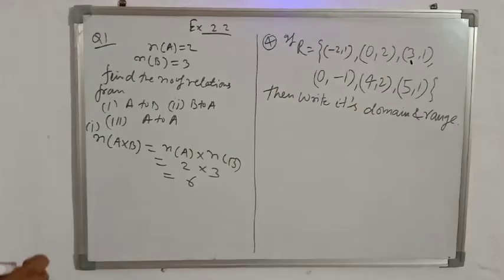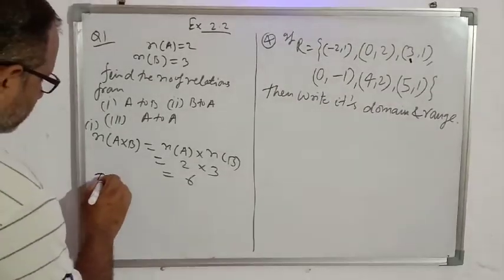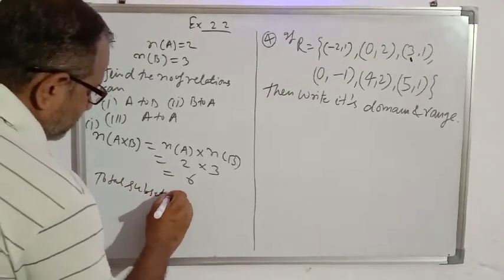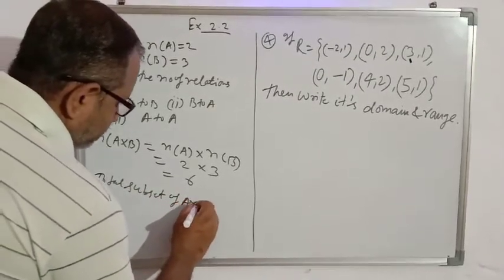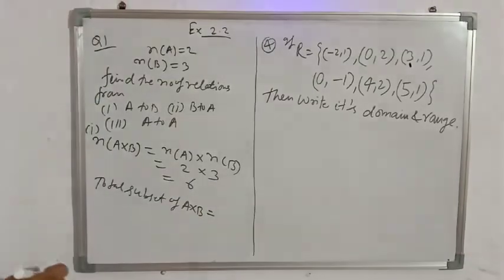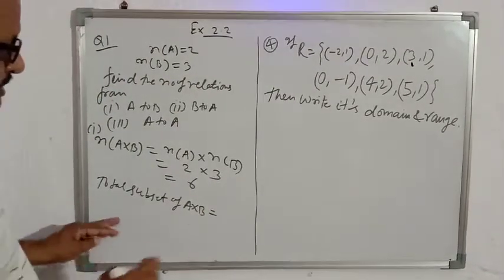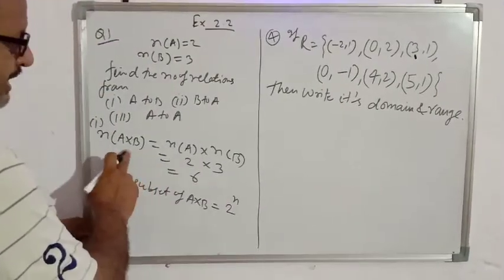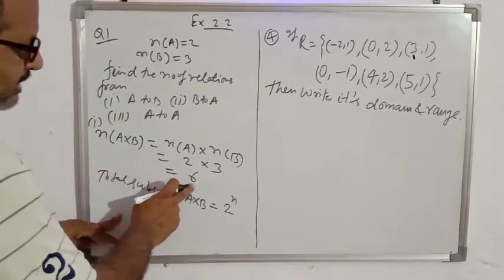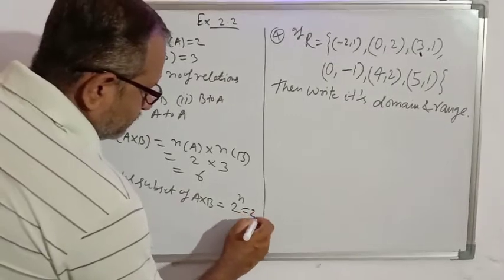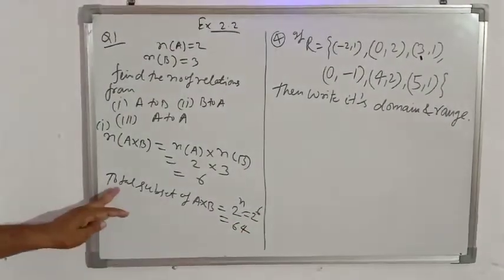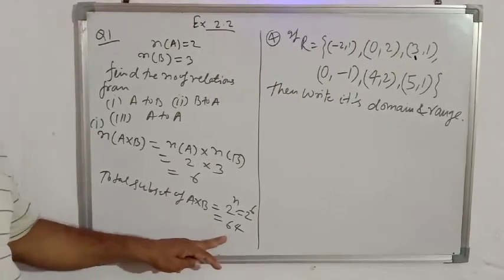And we know that the total subsets of A cross B. Total subsets of any set is what? 2 to the power n, where n is the number of elements. Here the number of elements is 6. So it will be 2 to the power 6, which means 64. So it is the total subsets of A cross B.